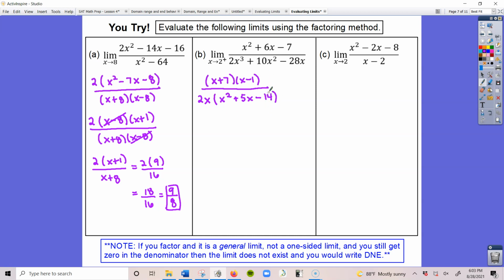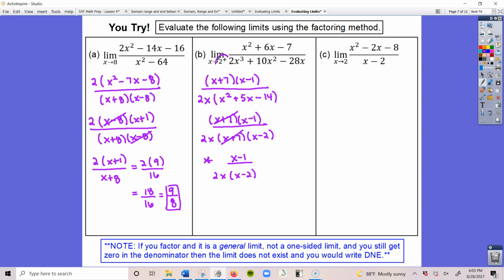Now let's finish factoring this. We get x plus 7, x minus 1, all over 2x, and this is factored as x plus 7, x minus 2. I cancel out my x plus 7. Now this is my simplified rational function. We have x minus 1 over 2x times x minus 2.